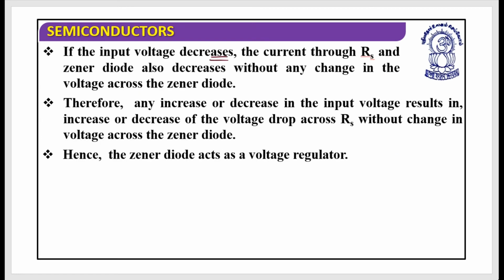If the input voltage decreases, the current through RS, and so through the Zener diode, also decreases without any change in the voltage across the Zener diode. Therefore, any increase or decrease in the input voltage results in an increase or decrease of the voltage drop across RS without change in the voltage across the Zener diode. So we understand that the Zener diode acts as a voltage regulator.